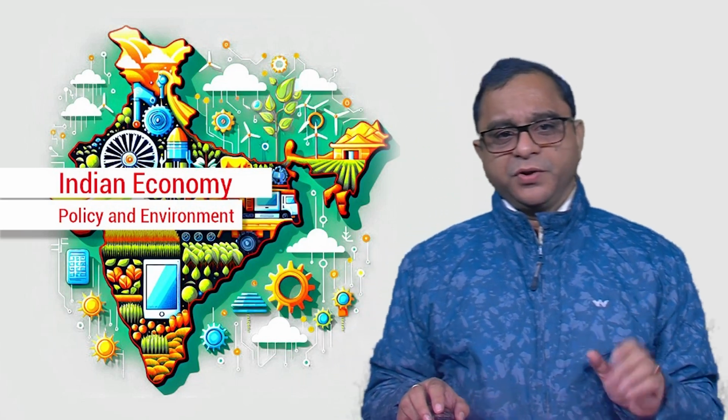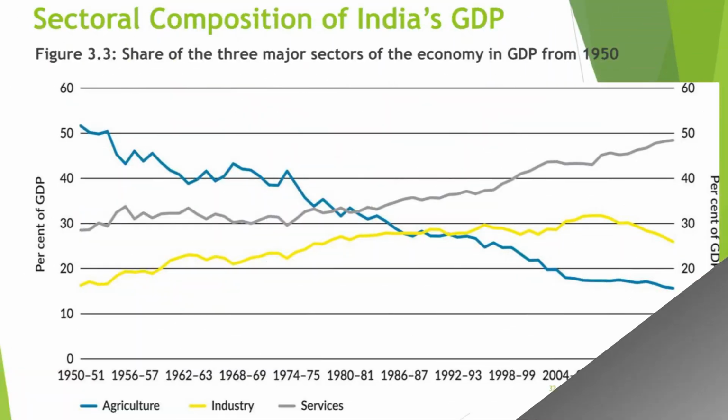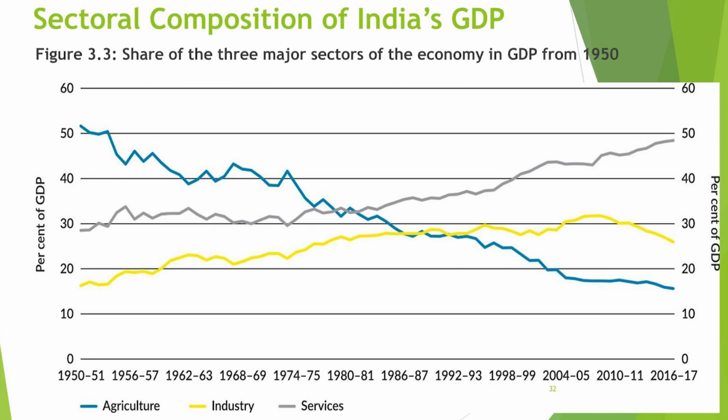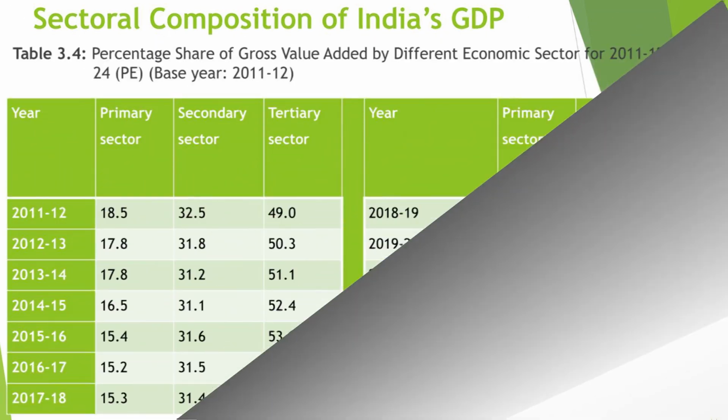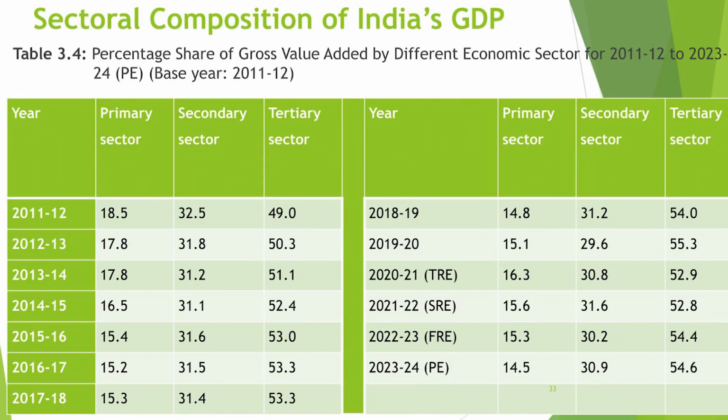Now, this is figure 2.3. It shows the share of the three major sectors of the economy in GDP from 1950 till 2016-17. And here is that table 2.4. It shows the percentage share of gross value added (GVA) by defined economic sectors for 2011-12 to 2023-24, which are basically provisional estimates, and the base year is 2011-12.